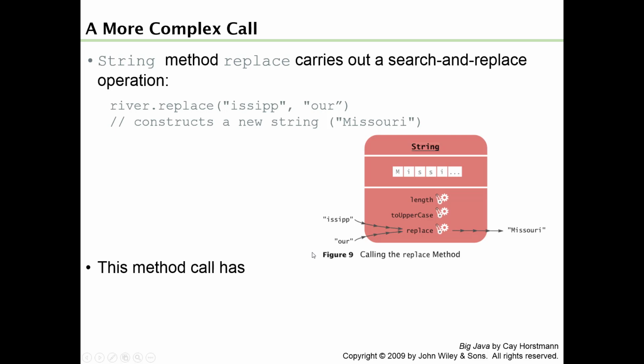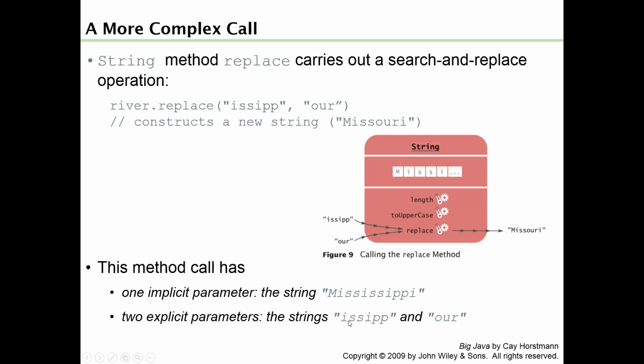And this method call has one implicit parameter, and that's the object itself, or a reference to the object itself, the actual string Mississippi. It's a river, has inside it Mississippi, and there's a reference to that sent to the method call replace. Luckily we don't have to type that in because that's all done behind the scenes. Our explicit parameters are the two strings coming in, the string we want to replace and the replacement string.